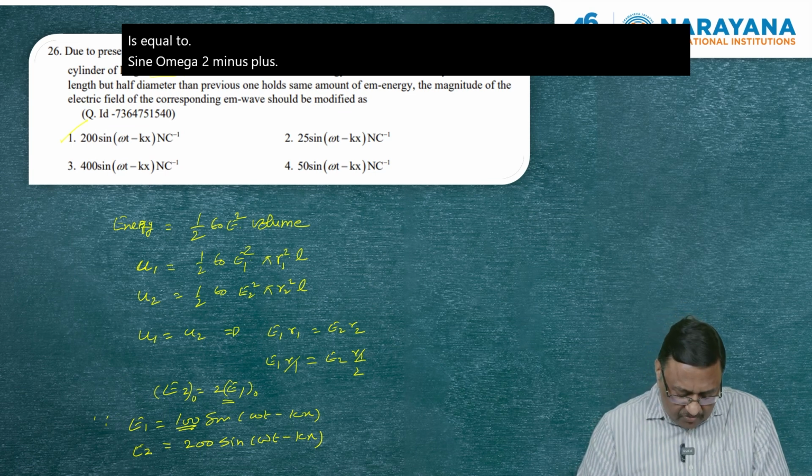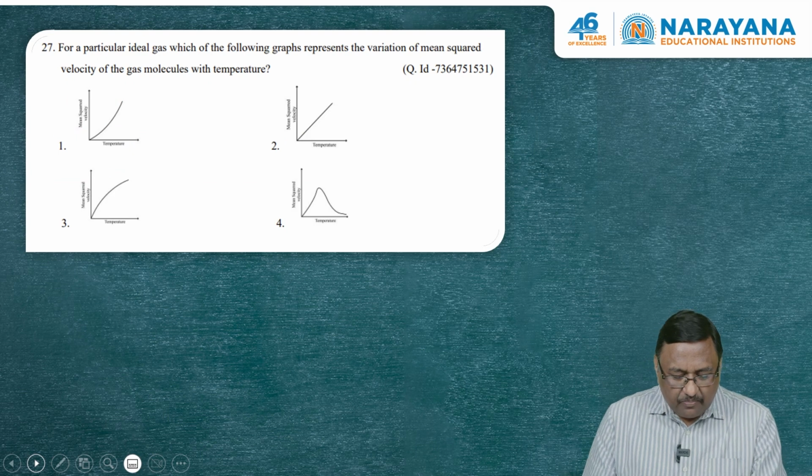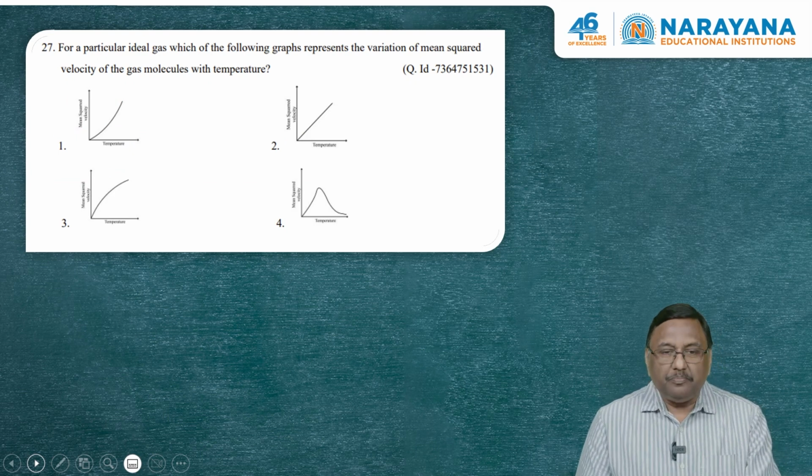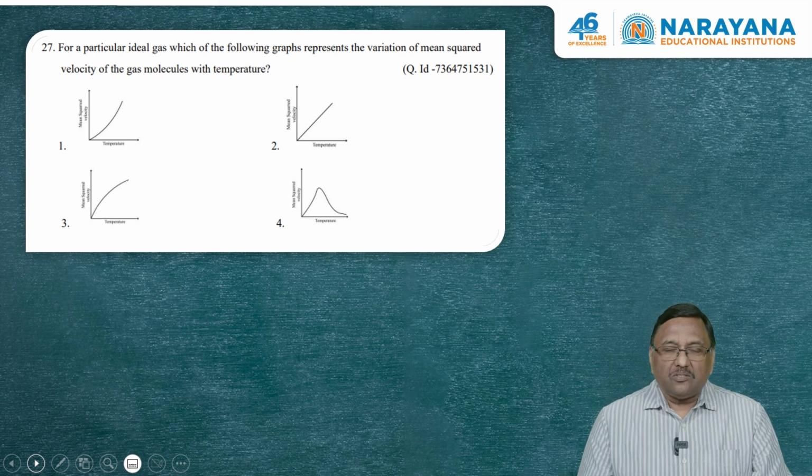Now let me go for the next question, that is question 27. Here we are saying, for a particular ideal gas, which of the following graphs represent the variation of mean squared velocity of the gas molecules with temperature?